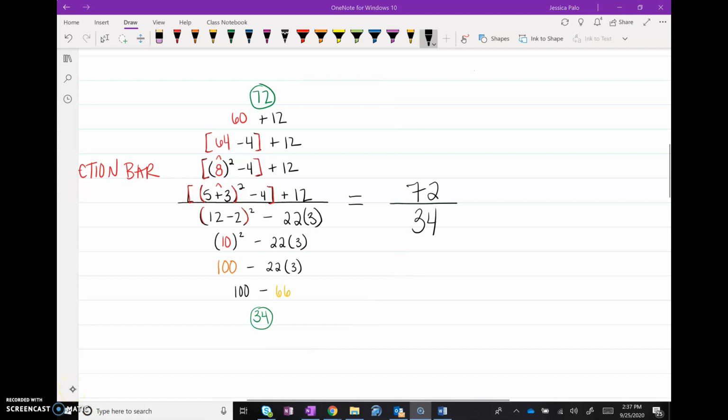Are we finished? Nope. These are both even numbers, so this fraction needs to be simplified. Both of these numbers are divisible by 2, so we are going to start with 2. We're going to divide 72 by 2 and 34 by 2. 72 divided in half equals 36, and 34 divided by 2 equals 17. 36 is still even, but 17 isn't divisible by anything else because it is a prime number. So this is your final answer.